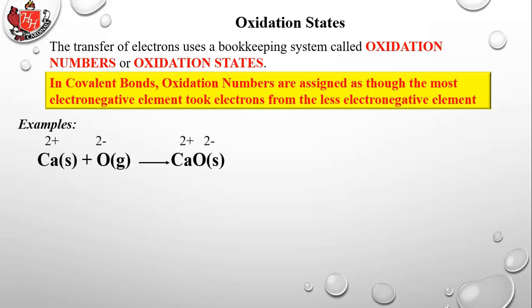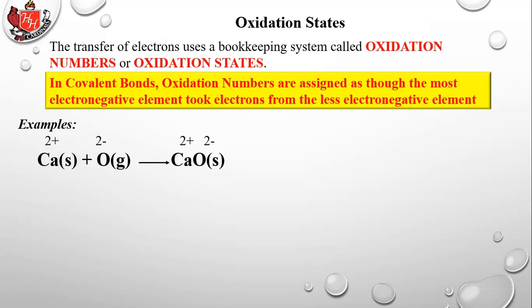So here we have an ionic bond. You have a metal, calcium, and a nonmetal, oxygen. Calcium takes on a 2+ charge. It passes electrons over to the oxygen, which then takes on a 2- charge. And then the 2- and the 2+ attract each other to form an ionic bond.